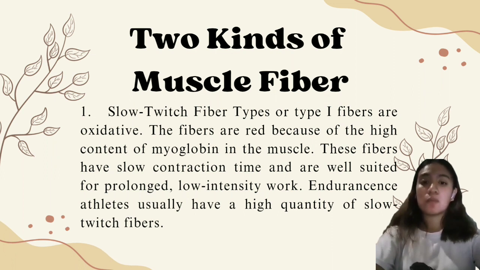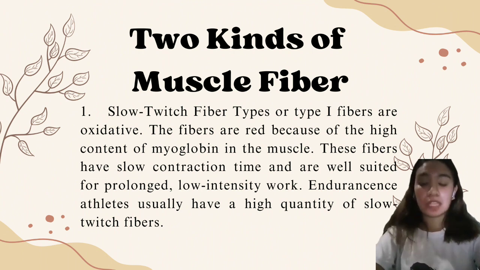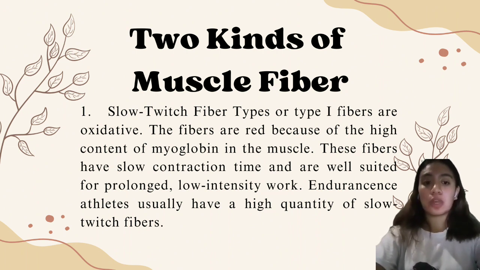The two kinds of muscle fiber. Number one, slow twitch fiber types. Number two, intermediate and fast twitch fiber types. Number one, slow twitch fiber types, or slow twitch or type 1, are oxidative. Examples are long distance runners and cyclists. The fibers are red because of the high content of myoglobin in the muscles. These fibers have slow contraction time and are very well suited for prolonged low intensity work. Endurance athletes usually have a high quantity of slow twitch fibers.